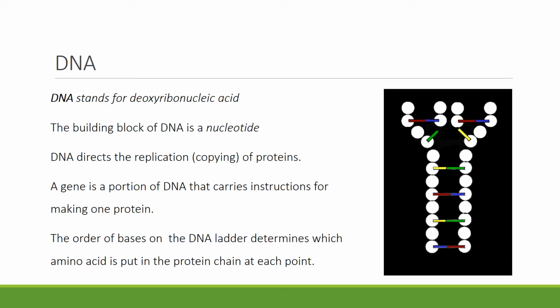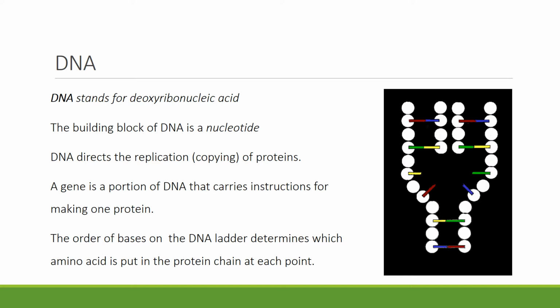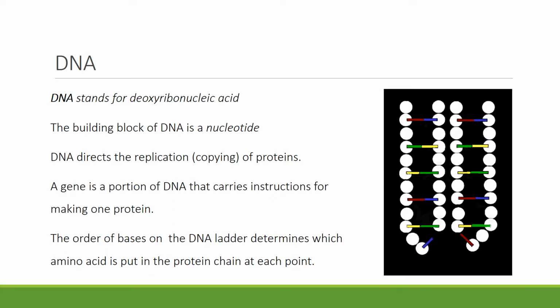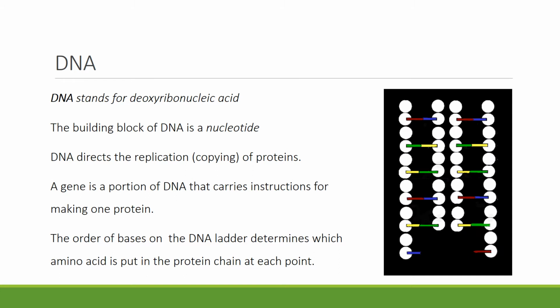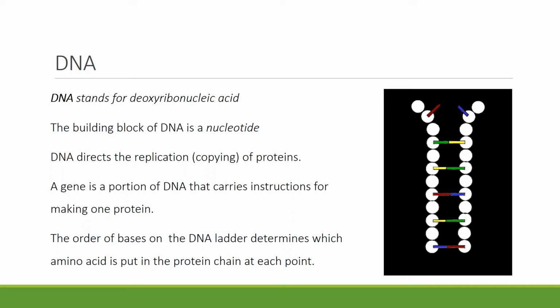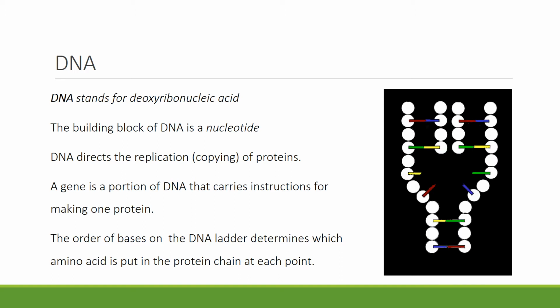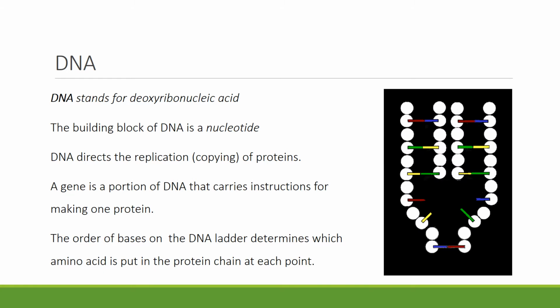DNA stands for deoxyribonucleic acid. The building block of DNA is a nucleotide. The job of DNA is to direct the replication or the copying of proteins. A gene is a portion of DNA that carries instructions for making one protein. The order of the bases on the DNA ladder determines which amino acid is put in the protein chain at each point. You can see the DNA ladder in the picture on the right.